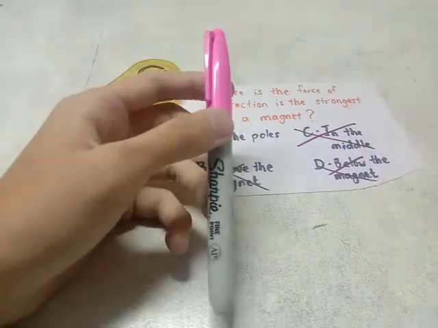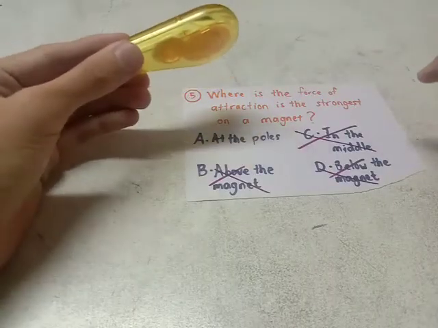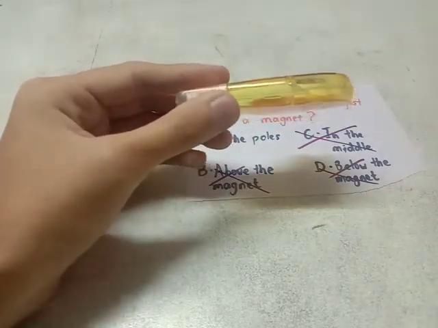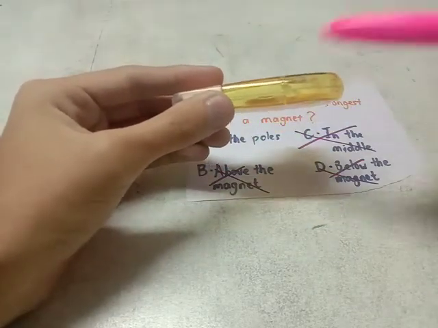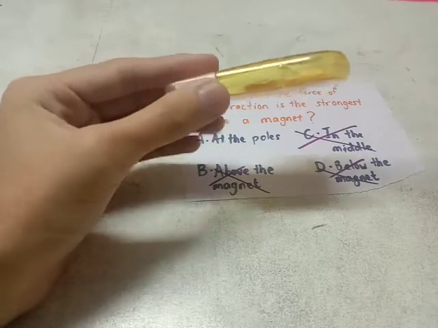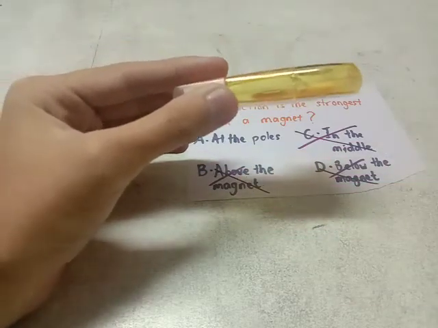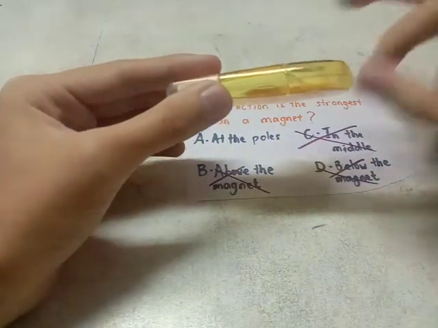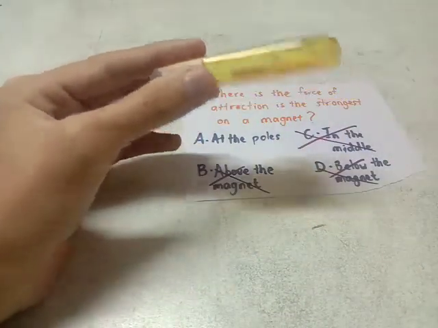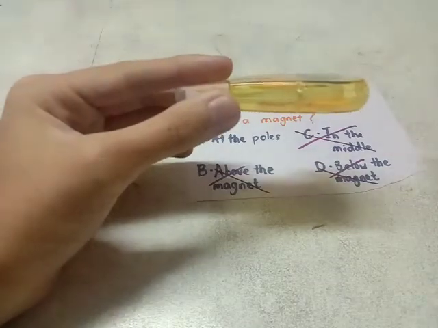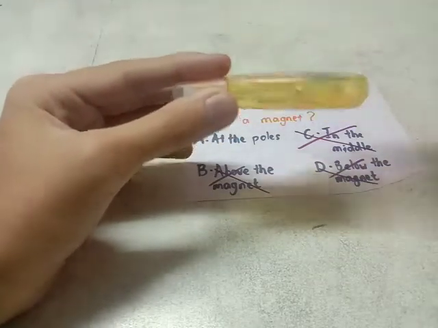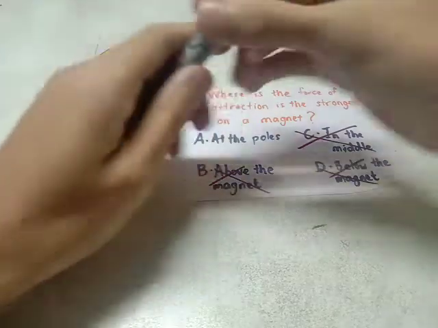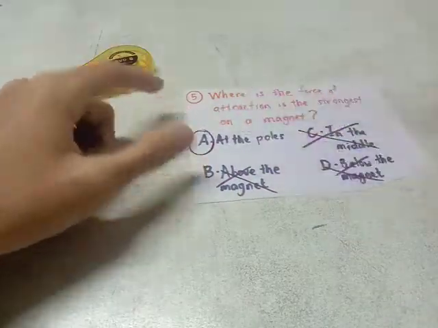So if we look back at options B and D, about the magnetic field, it doesn't make sense for the magnetic field above a magnet to be stronger than the magnetic field below it. It's always a radial magnetic field which goes in the same direction, the same distance, and with the same strength. So it doesn't make sense if the strength above the magnet is stronger than below, or vice versa. So that leads to the last option, which is at the poles.